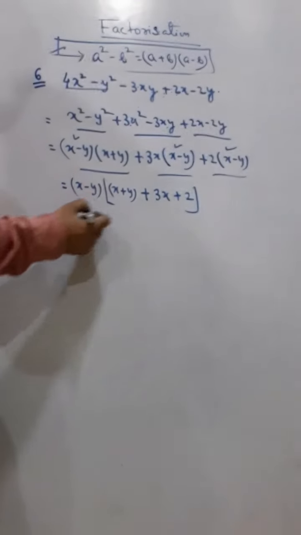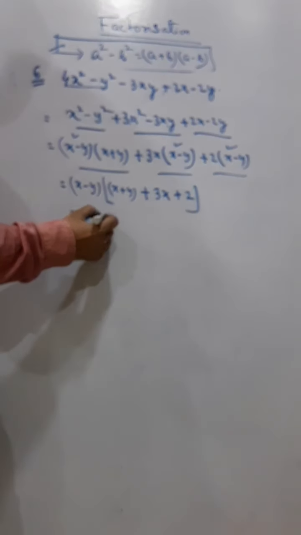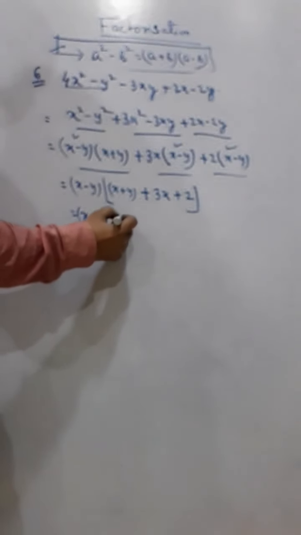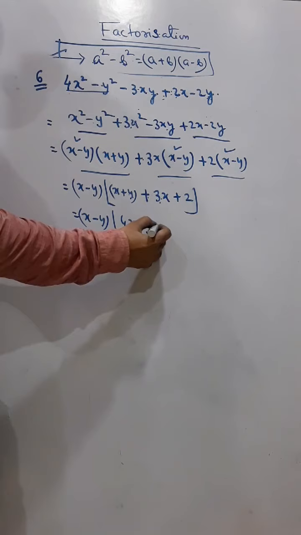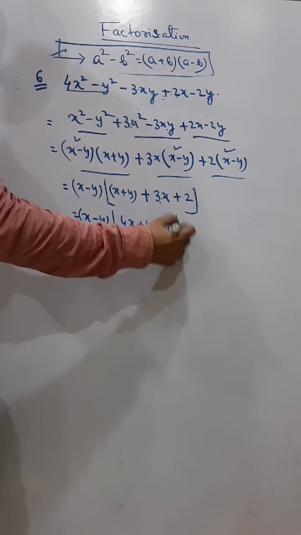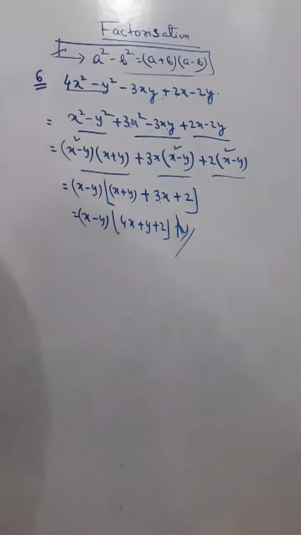Okay, still we can simplify further. That becomes x plus y plus 3x. So 3x plus x I get 4x plus y plus 2, and that is my answer. Okay.